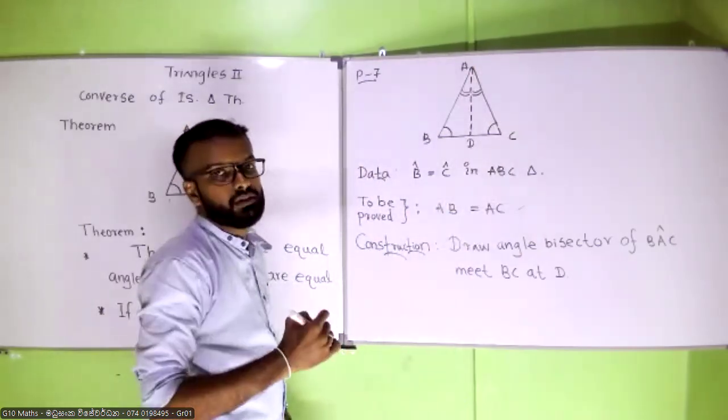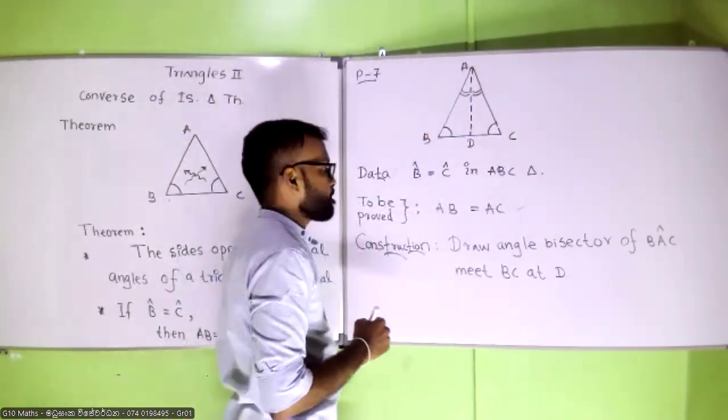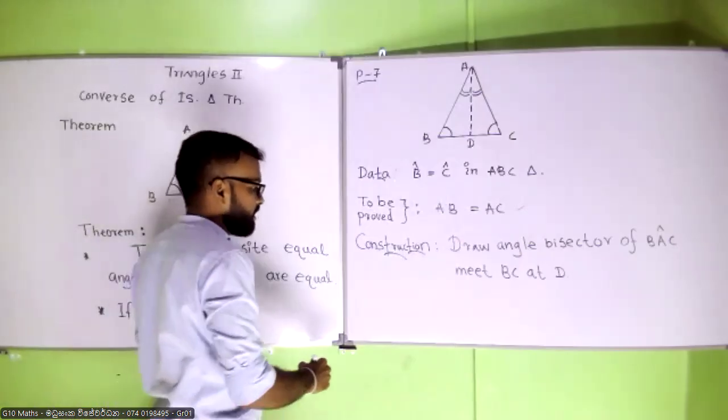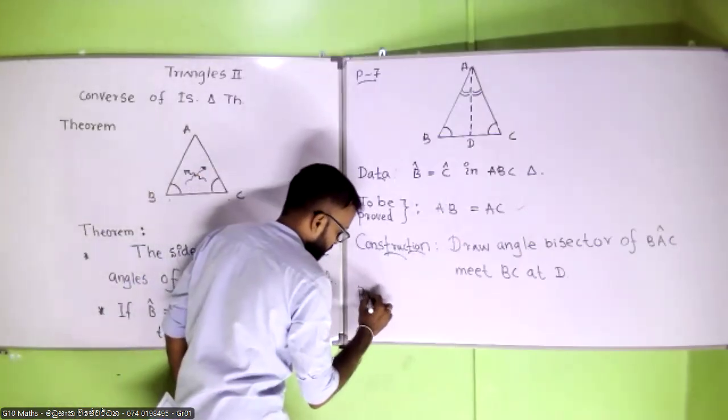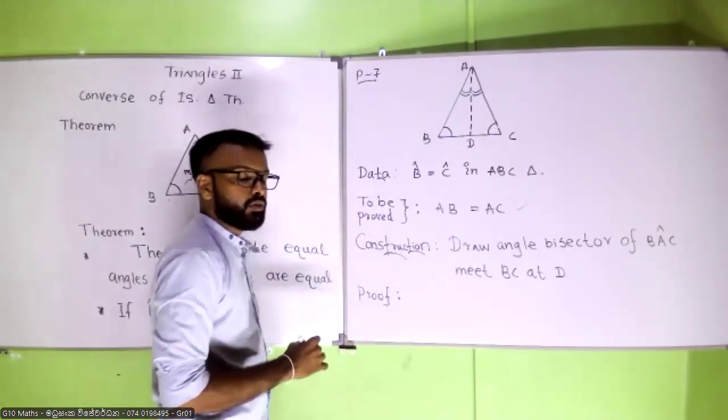Keep that in your mind. Angle bisector means BAD equals DAC. Alright, that's all. Then we can do the proof.